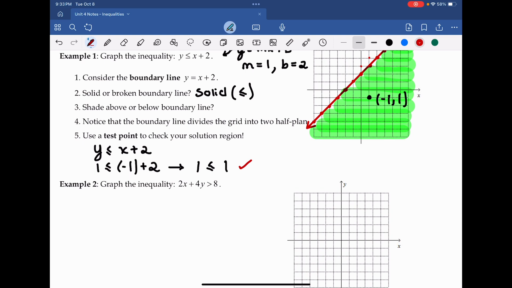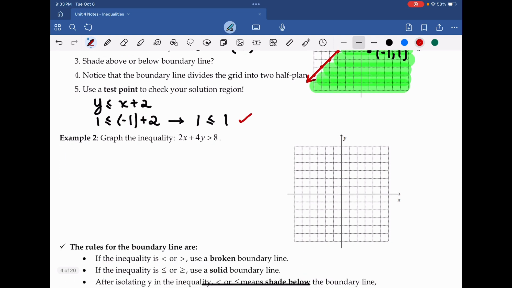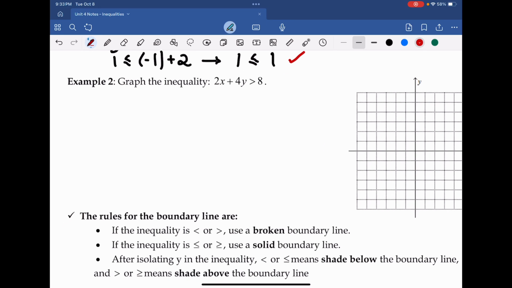Okay, let's take a look at a second example. We're going to go through all the same steps, including shading and potentially using some points. Graph the inequality. In order to graph it, we must isolate for y. So let's write this again. This is going to be 2x plus 4y, not 2y, there we go, is greater than 8.